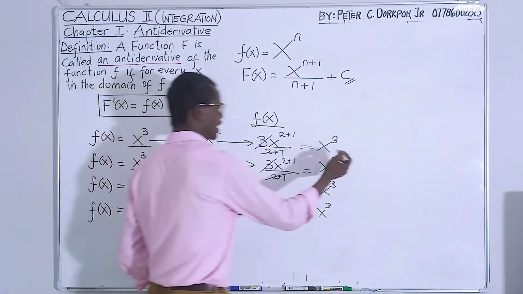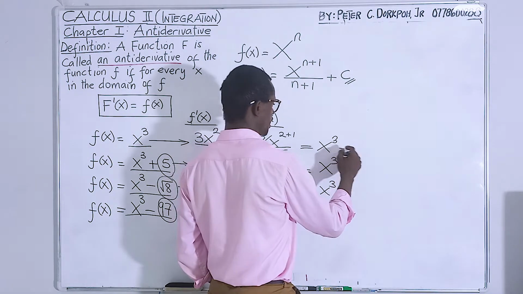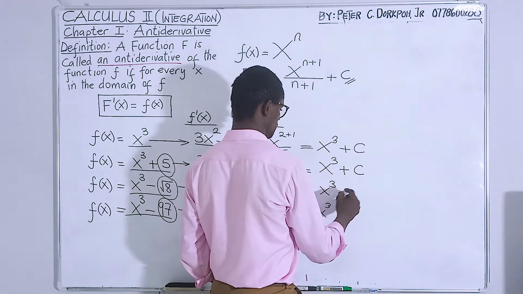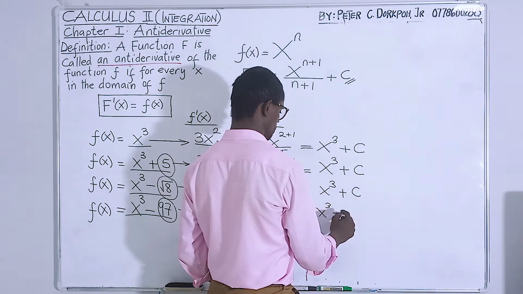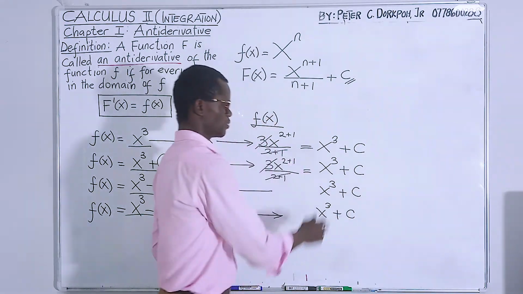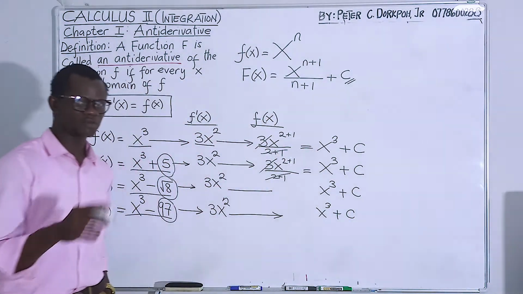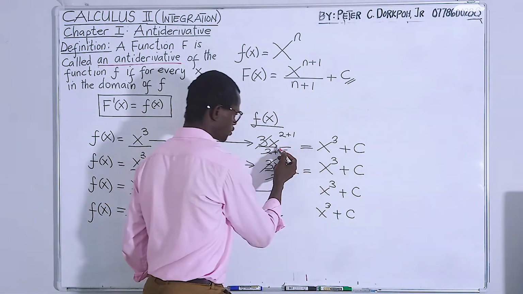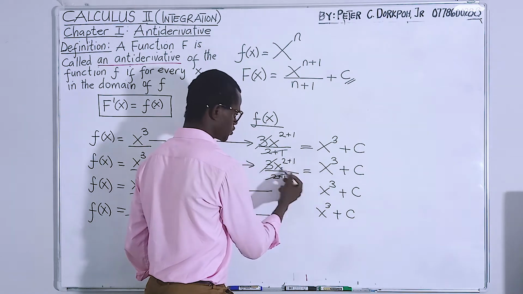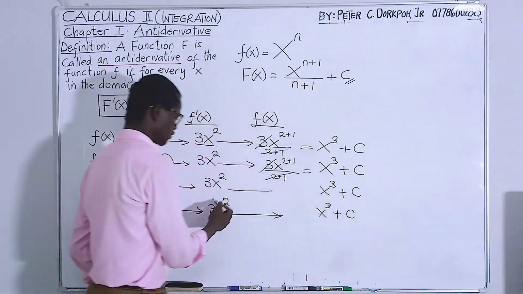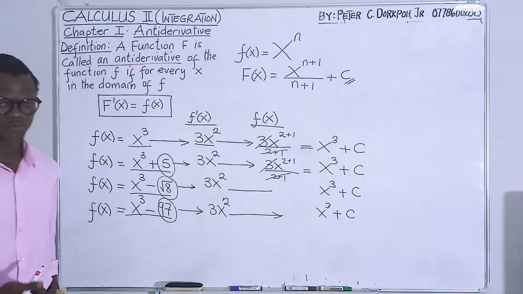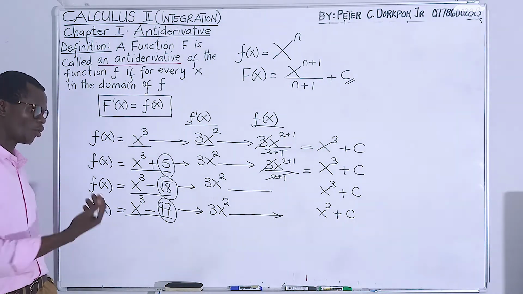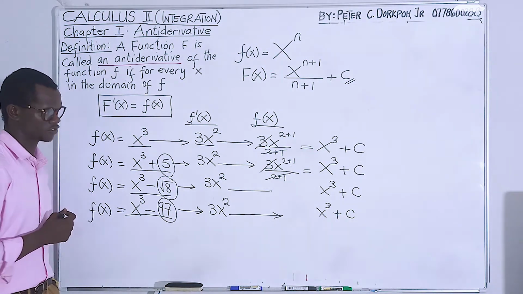So whenever we find the antiderivative, we add plus some constant c. It makes this an antiderivative of the function. This is an antiderivative of this function, this is an antiderivative of this function, and likewise with this one. So you have to get used to that: an antiderivative of a particular function.